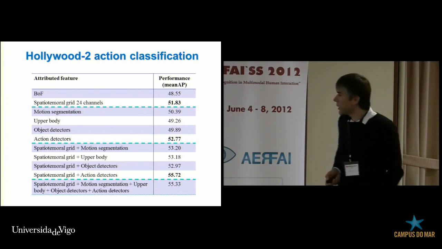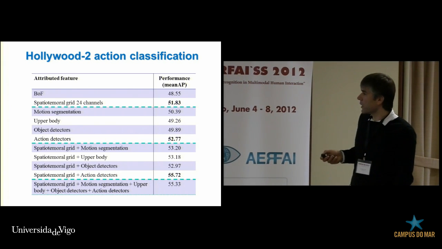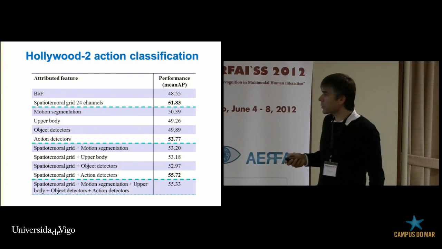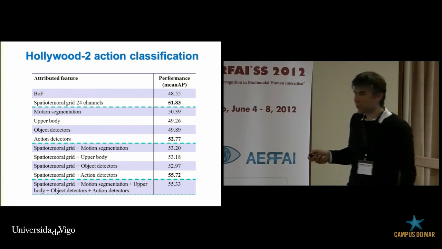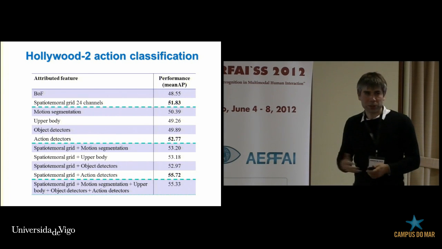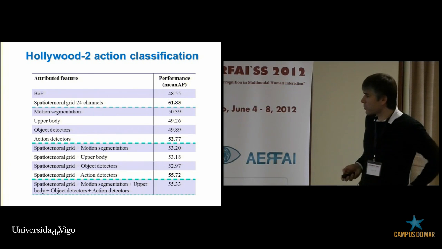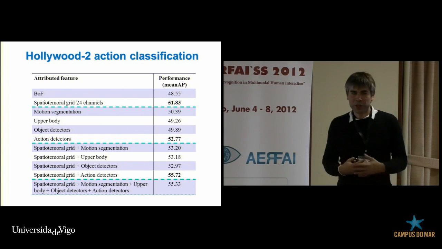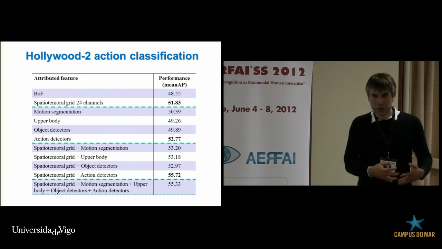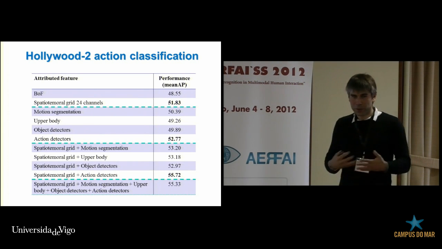What we get here: this is the baseline. Here is the spatial-temporal gridding without taking image information into consideration, and then if we apply all the possible detectors, we get better performance. So this is a method for injecting more information. For example, if we can train, say, an action or object detector on a separate set of data, we can combine it with bag-of-words and get better performance.